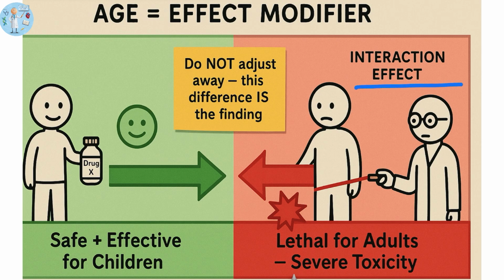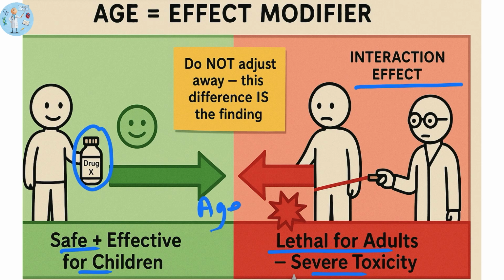Precisely. The analogy here is just as stark. Imagine a new drug. The clinical trial shows it works wonderfully for children. It's safe, it's effective. Okay. But for adults, the same dose is lethal. Oh, wow. In that case, age is the third variable. It's modifying the effect of the drug.